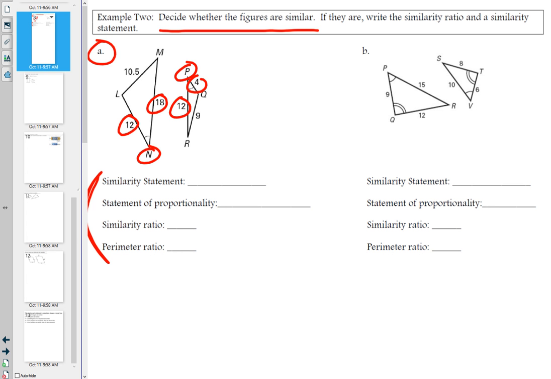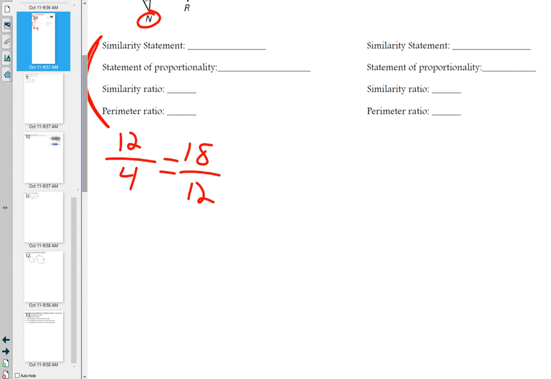What's the smaller side on the left, the 12? That would have to correspond to the smaller of the others. No, not the 12, the 4, yeah. So 12 divided by 4 would have to be equal to 18. No, there's no x. If this is true, then the triangles are going to be similar by side angle side. If this is not true, then they're not similar, therefore we can't even answer the rest of the questions. 3 divided by 4 is 12. 12 divided by 18 is 1.5.